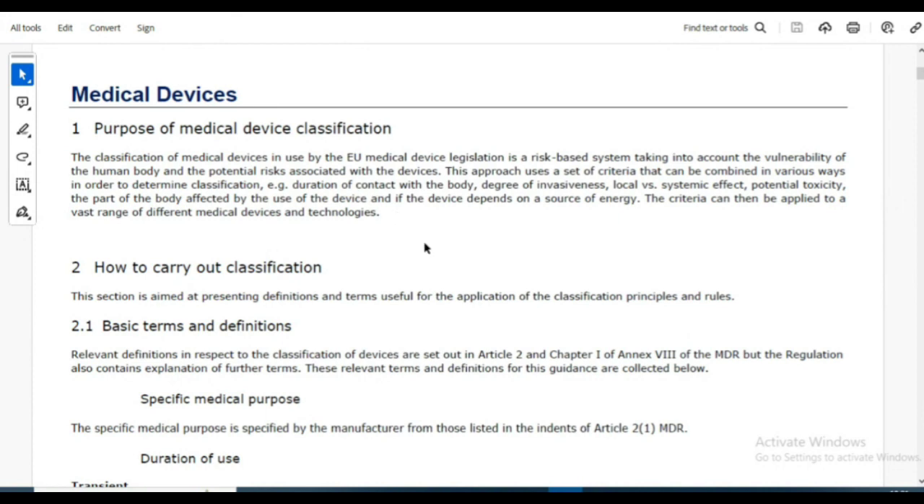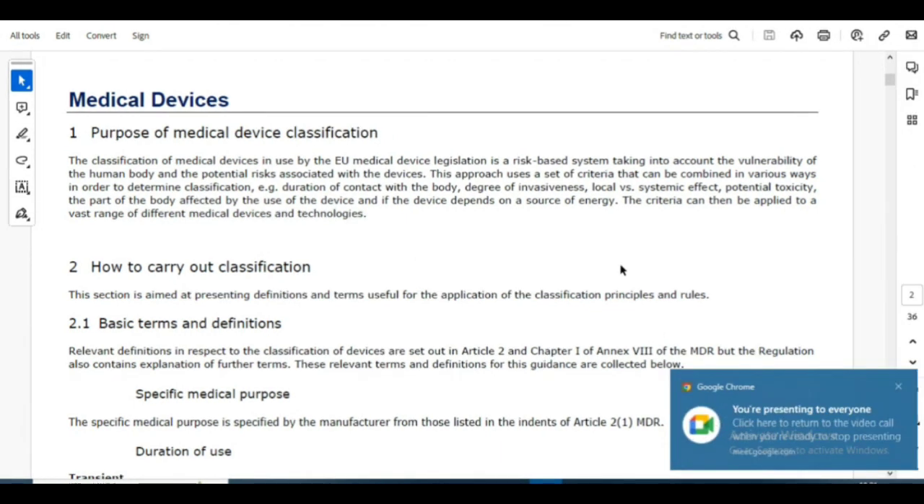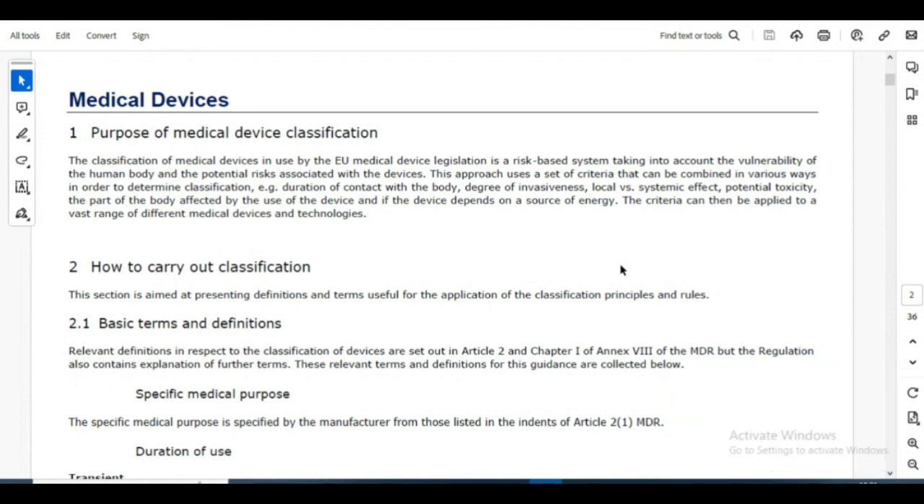That means up to what minutes or hours or days the device is in contact with the body. Degree of invasiveness: whether it will completely penetrate or remain on the surface of the body, or whether its effect is local or systemic. Local means the part where the device is applied. Systemic means, I think, those devices which come in contact with body fluid have a systemic effect. And the next are potential toxicity and the part of body affected by the use of the device. These are the criteria which define how you can classify a medical device.